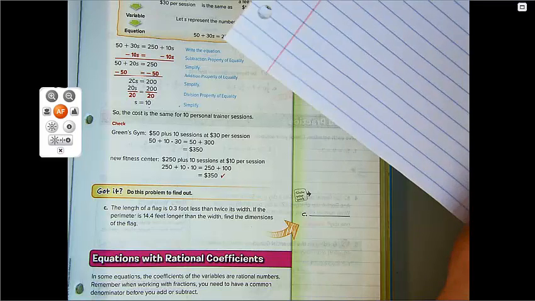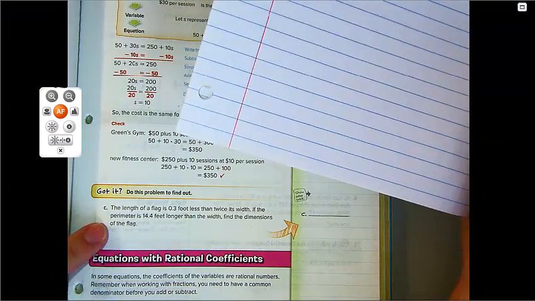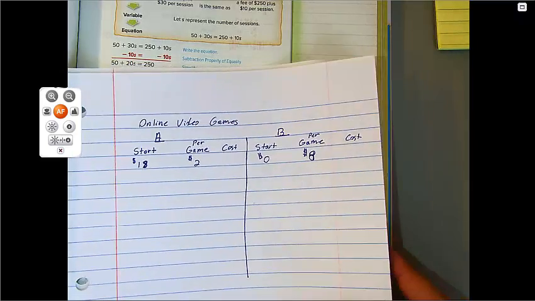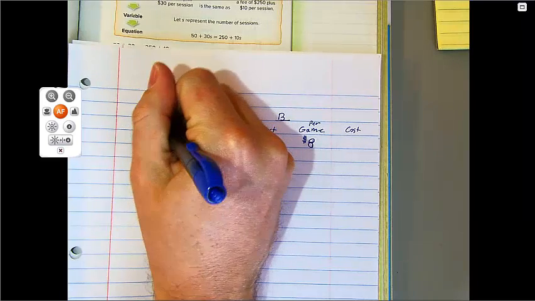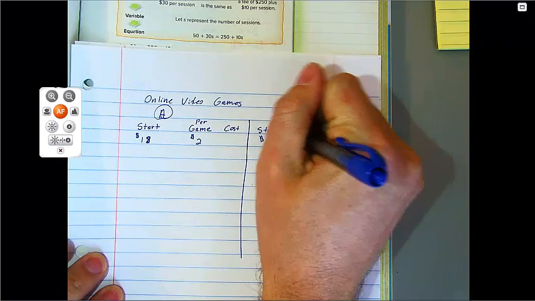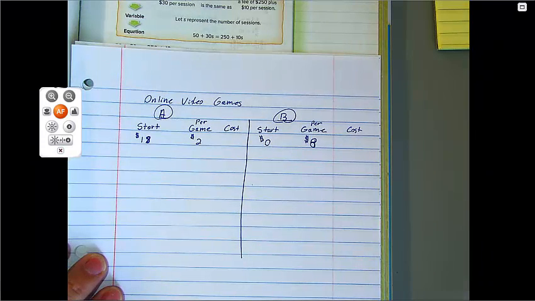Okay, so now that we're done with that one, me and Miss Neely actually don't like this particular problem, so I made a different one for you guys to compare the costs of two different things. This time we're not doing a gym, but online video game companies. So we have company A over here, and then company B over here. Both these companies allow you to stream video games online, okay?